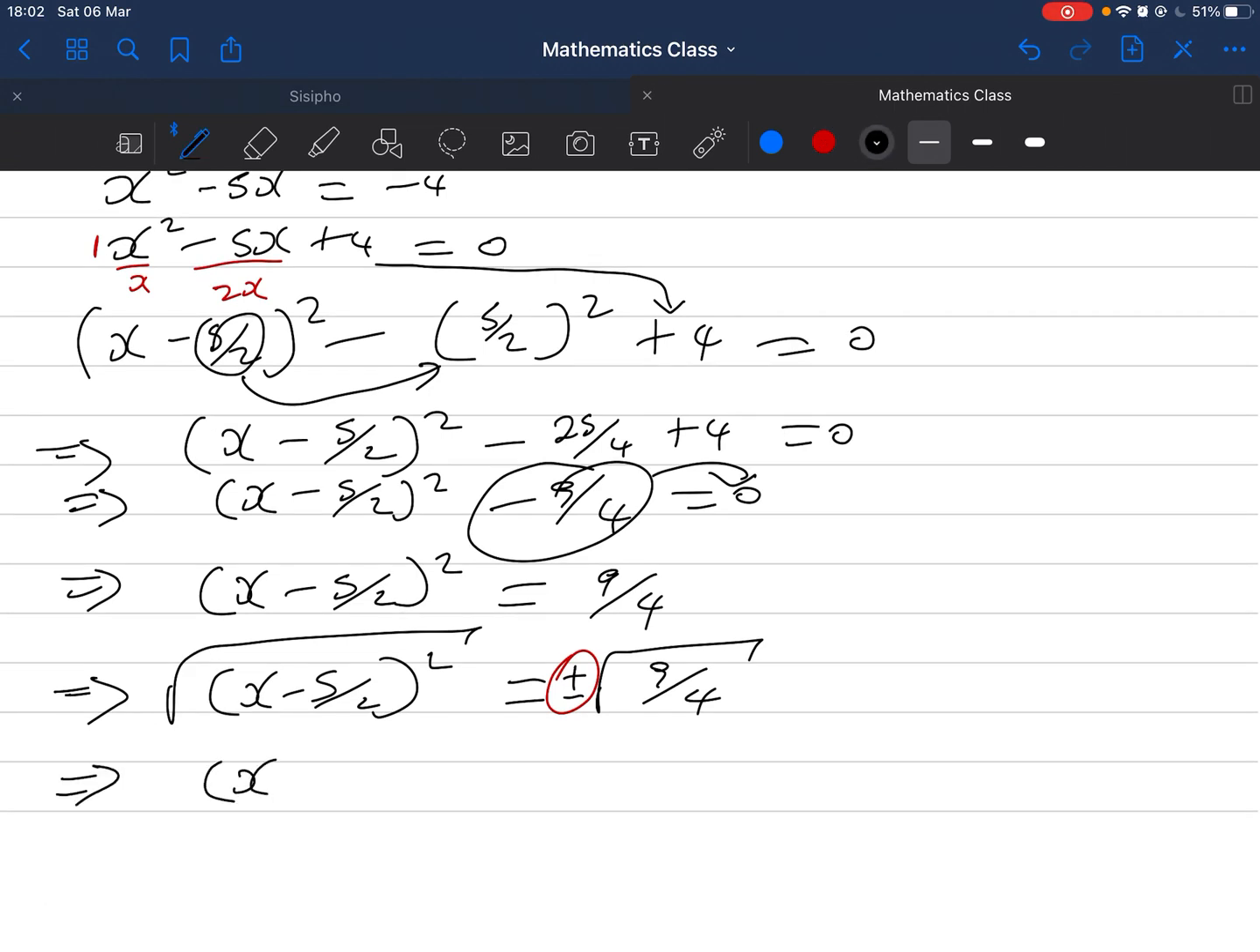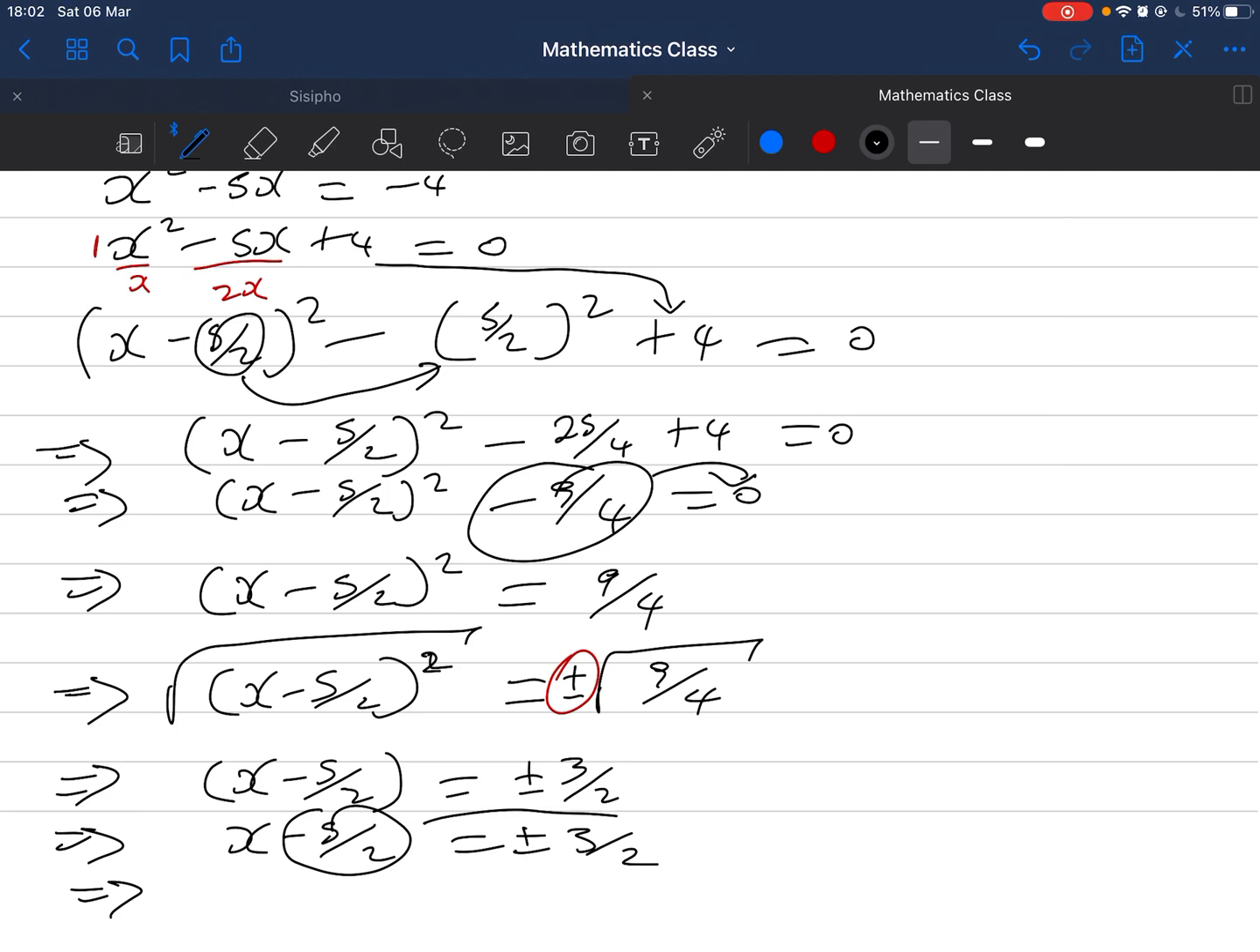So that's going to be x minus 5 over 2. So the square root cancels the square, and then plus or minus. So if you take a calculator and say the square root of 9 over 4, you're going to have 3 over 2. Plus or minus 3 over 2. So from here, this is x minus 5 over 2 equals plus or minus 3 over 2. This implies that when you take negative 5 over 2 and put it on the other side, x is equal to plus or minus 3 over 2 plus 5 over 2.